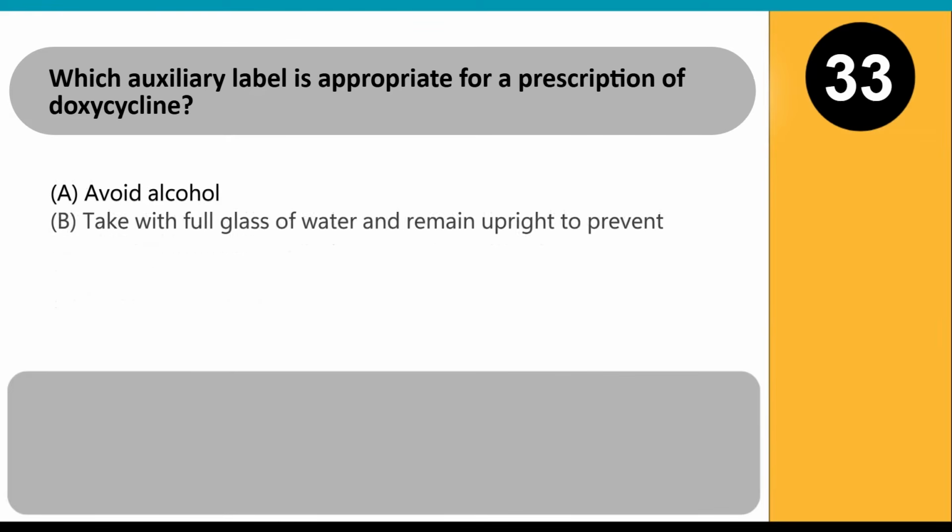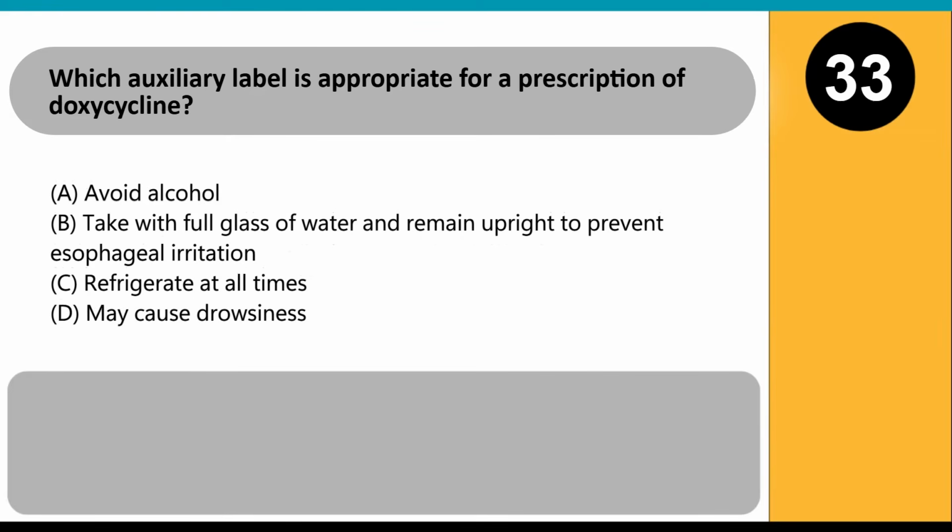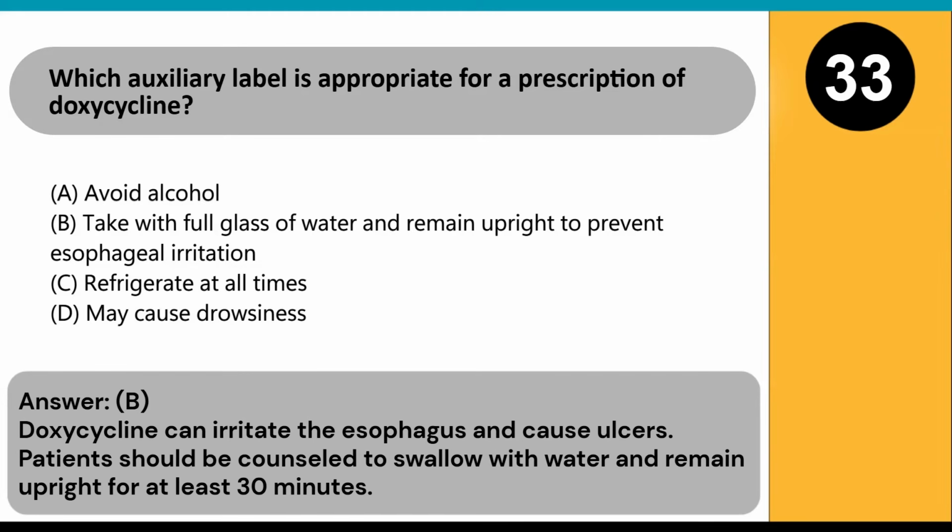Which auxiliary label is appropriate for a prescription of doxycycline? A. Avoid alcohol. B. Take with full glass of water and remain upright to prevent esophageal irritation. C. Refrigerate at all times. D. May cause drowsiness. Answer B. Doxycycline can irritate the esophagus and cause ulcers. Patients should be counseled to swallow with water and remain upright for at least 30 minutes.